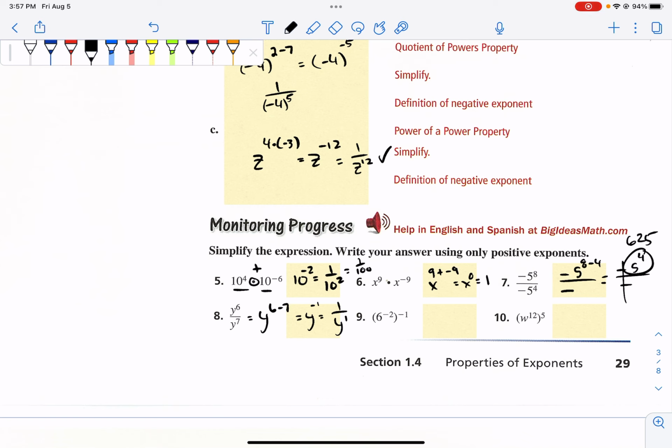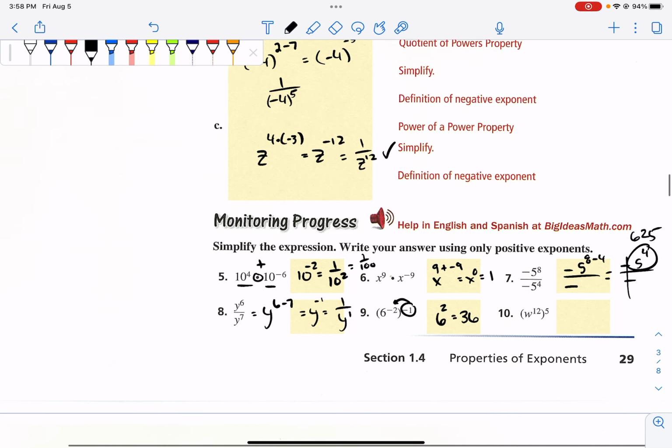Okay, 6 to the negative 2 raised to the negative 1. Oh, this is another good question. I'm exponenting another exponent. So negative 2 times negative 1 is a positive 2. 6 squared is 36. All right, w to the 12th power raised to the 5th power. I am exponenting another exponent, so that becomes w to the 60th power. 5 times 12 is 60. I hope it's still 60. I don't think they've changed that yet.